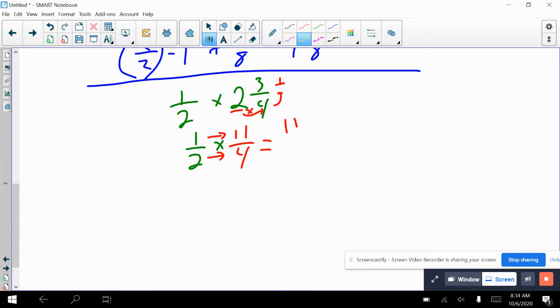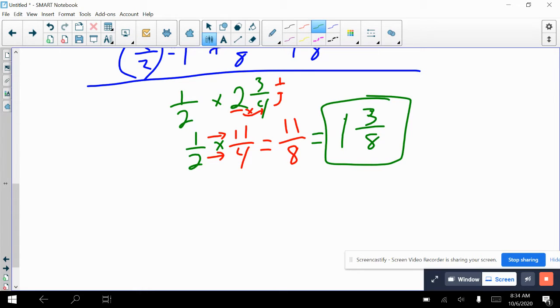We can't cross reduce. 2 doesn't go into 11 evenly, and you got a 1 on the other side. Right? So we get 11/8, which in turn turns into 1 3/8, which is the same answer that we got. Huh? Oh yeah, it is. It is for some reason. I don't know why.